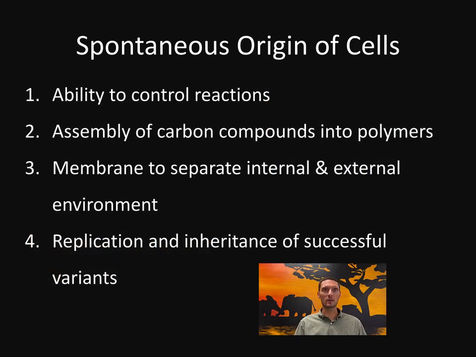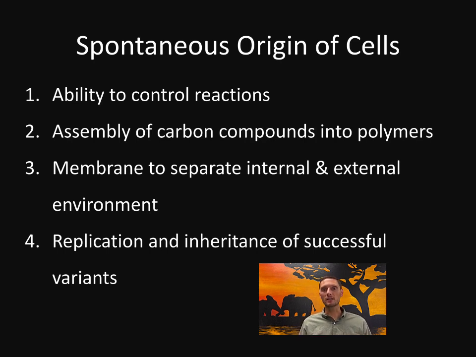One, there'd have to be some sort of catalyst to be able to take control of the reactions taking place. We previously just talked about the very different conditions on Earth millions of years ago. There would need to be some ability to control what reactions were taking place. Second, there would need to be an assembly or self-assembly of carbon compounds into polymers. For example, the formation of amino acids into proteins, the ability to combine carbon compounds into larger molecules. Third, there would need to be some sort of compartmentalization, the ability to have an internal environment separated from an external environment. So there would need to be some sort of membrane that would need to be established or developed.